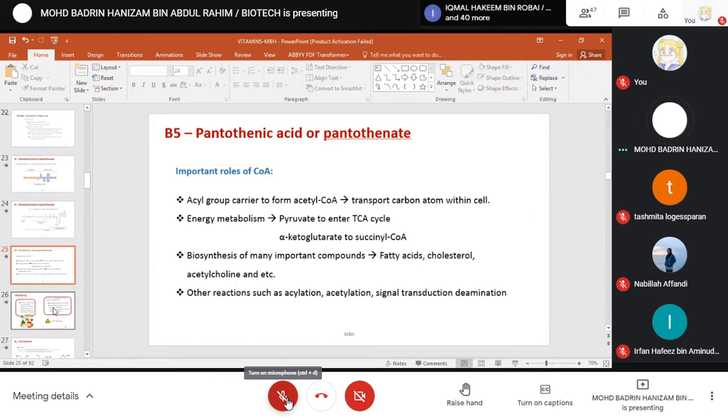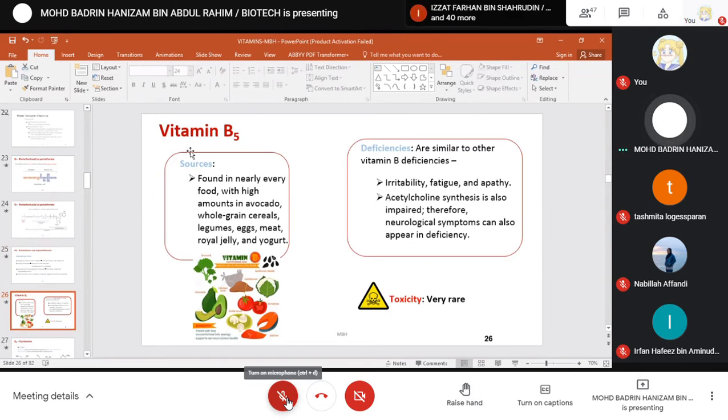All right. Vitamin B5 can be found in nearly every food. Most of the food contains vitamin B5. High amounts in avocado, whole grain cereals, legumes, egg, meat, jelly, yogurt, and so on. Deficiencies are similar to other vitamin B. You can have irritability, fatigue, apathy, not enough energy, lethargy. Acetylcholine synthesis is also impaired. So without coenzyme A, you cannot have acetylcholine. Therefore, neurological symptoms can also appear.